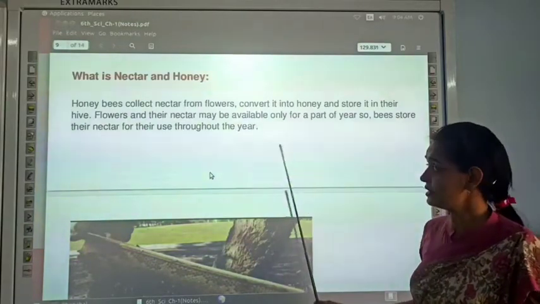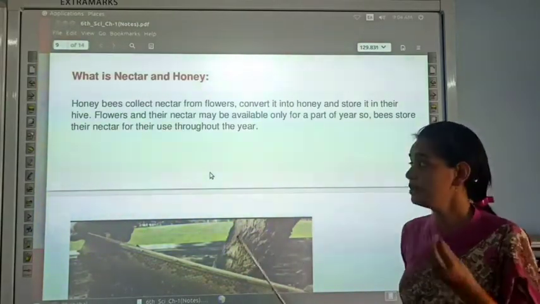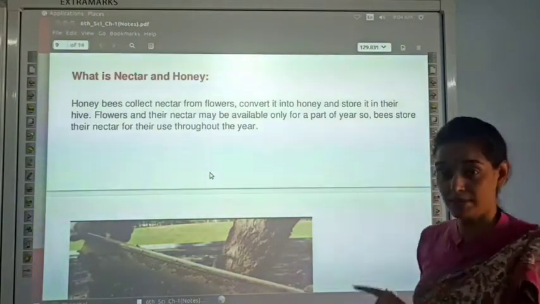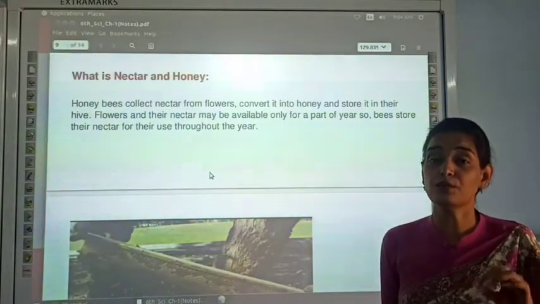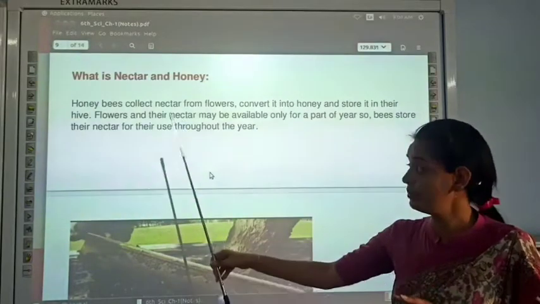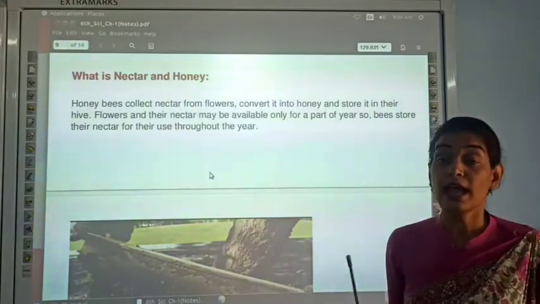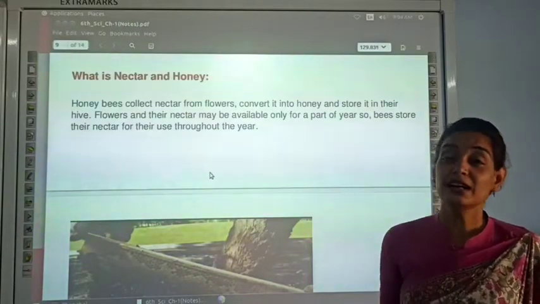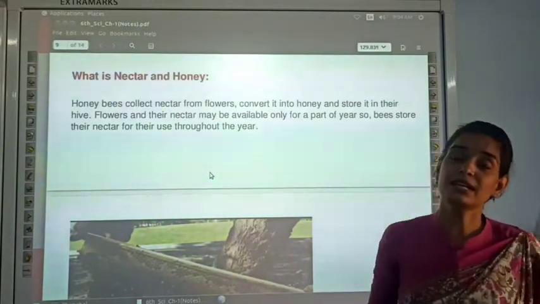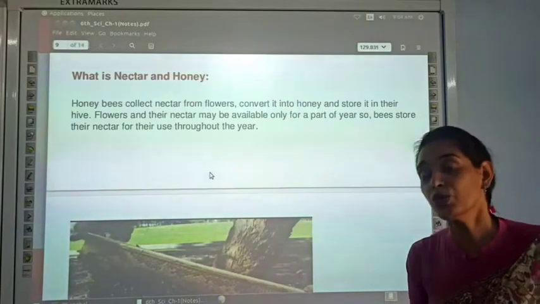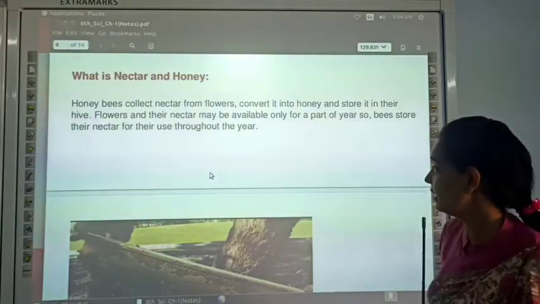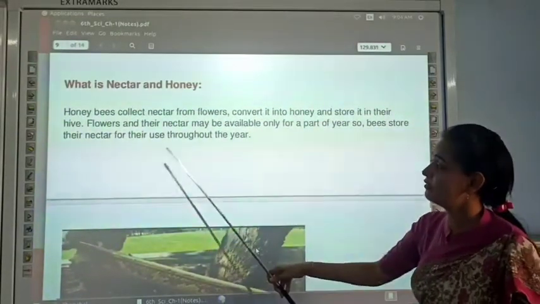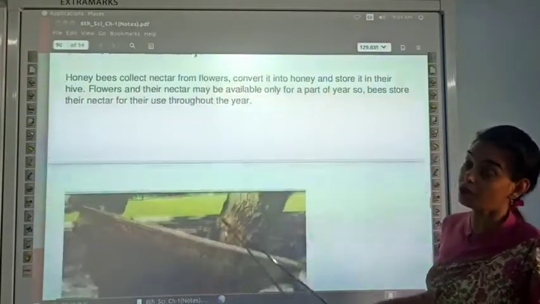ये seasonal flower season में जितने भी 3 to 4 month में जो भी nectar ये suck करेंगे वही उसको honey में convert करेंगे and this is the food for these honey bees for the whole year. And even they prepare extra honey, जितनी उन्हें need है उससे कहीं ज़्यादा extra वो बनाते हैं. So human beings also can get honey from their beehives. So they store the nectar for their use throughout the year.